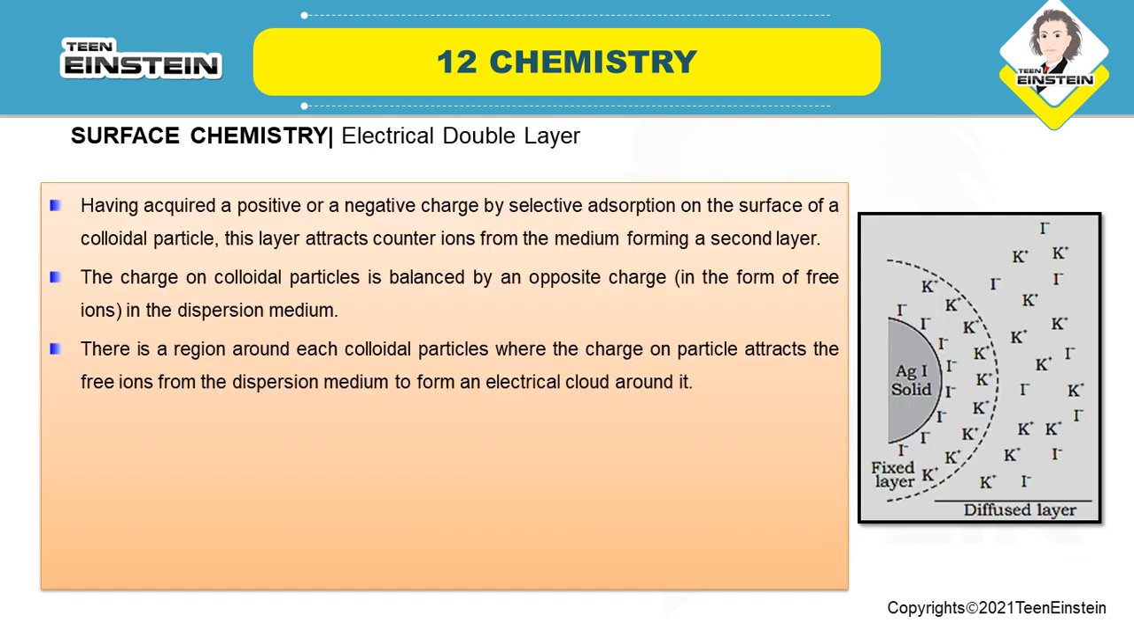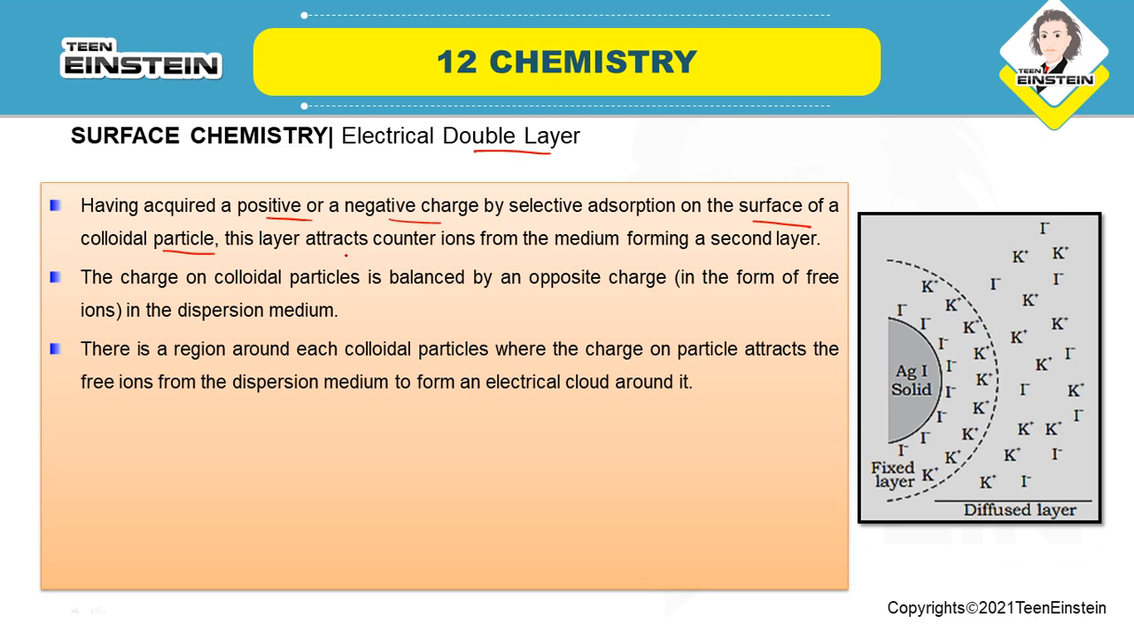Now because of this type of charge, that is ion adsorption on the surface of colloidal particles, an electrical double layer will be formed. Now let's see what it means. Having acquired a positive or negative charge by selective adsorption on the surface of a colloidal particle, that we have already seen in the previous slides.